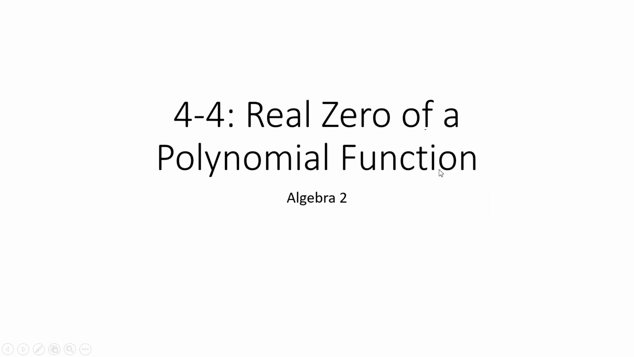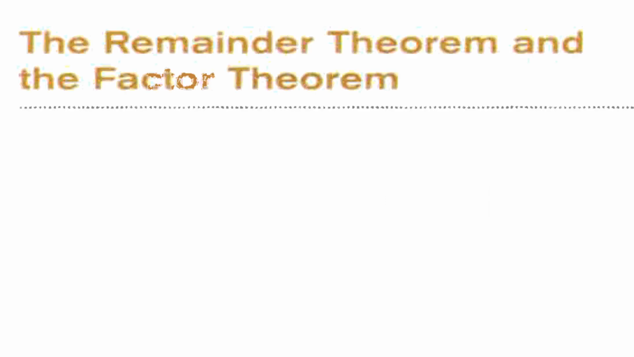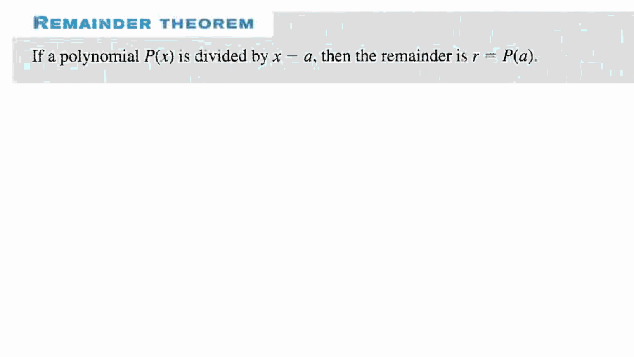Okay, let's get started with 4.4, the real zeros of a polynomial function. We're going to start this out by learning about the remainder theorem and the factor theorem. First up, the remainder theorem. This says if you take a polynomial and you divide by the factor x minus a, then the remainder r is the result that you would get if you plugged a into p.